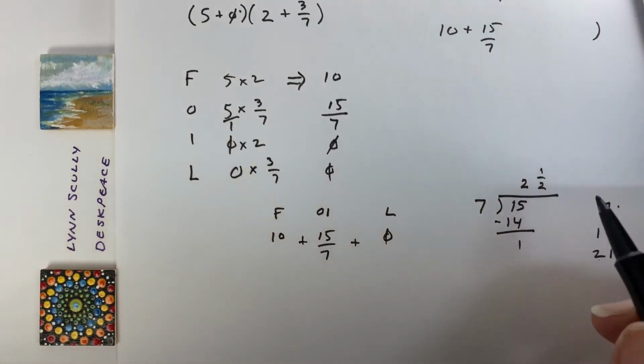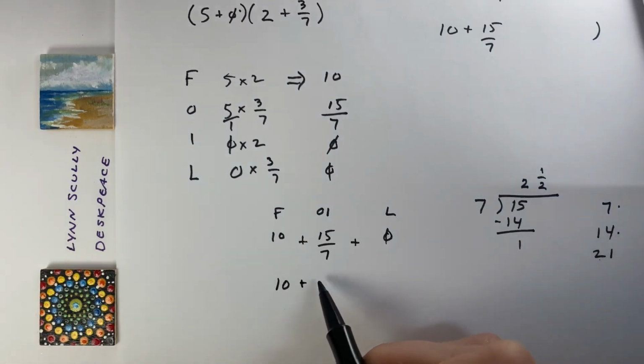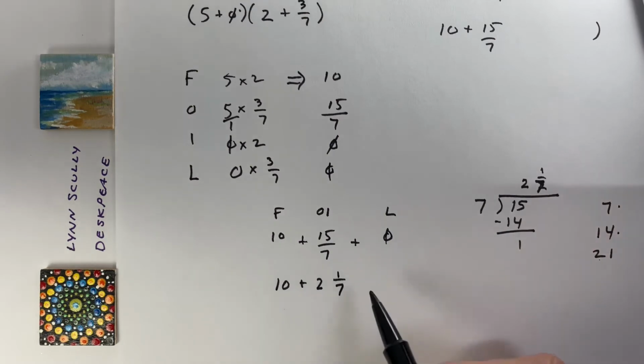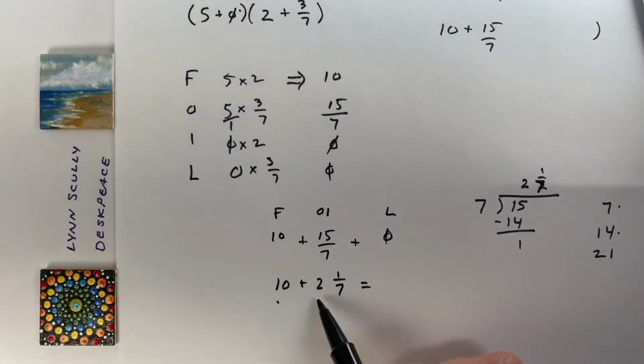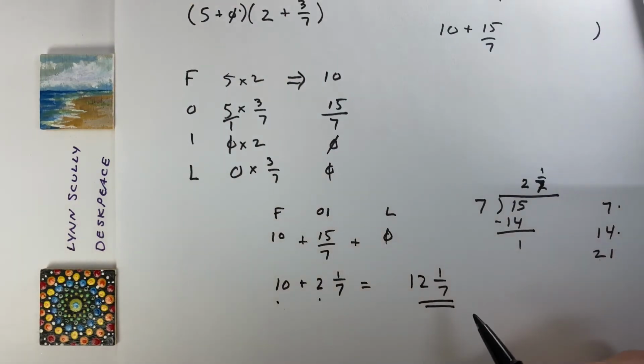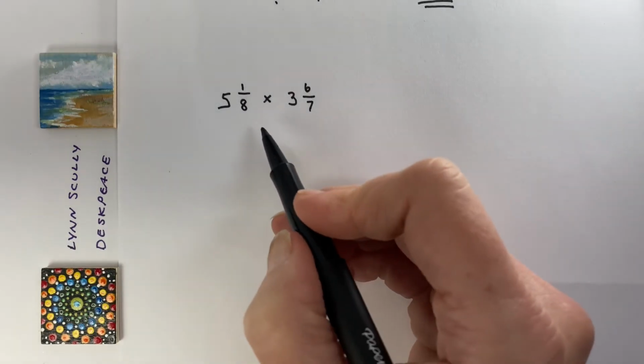So I have 1/7. So this is 10 plus 2 and 1/7. That looks like a 2 there, doesn't it? Okay, so now I can add the whole numbers. 2 plus 10 is 12 and 1/7. All done. I'm going to do one more so you can watch the process again.